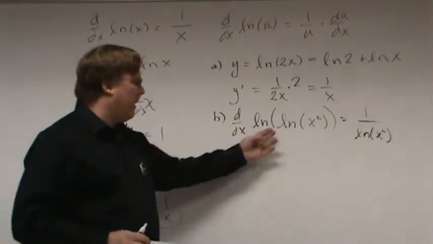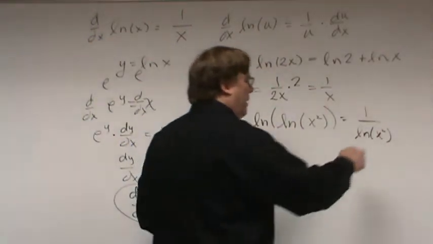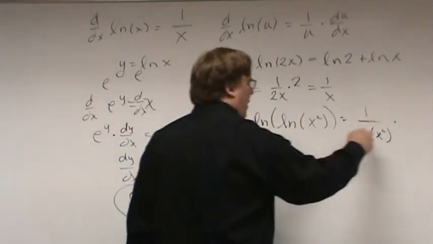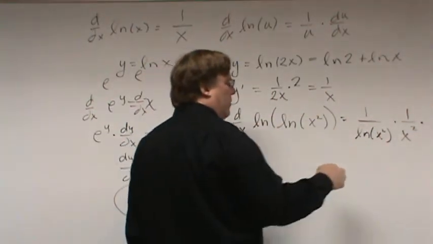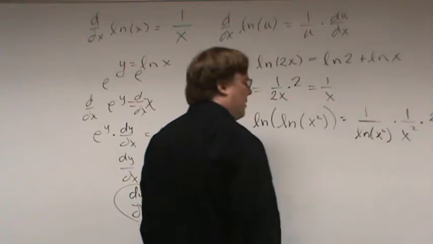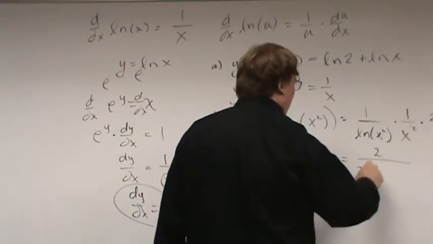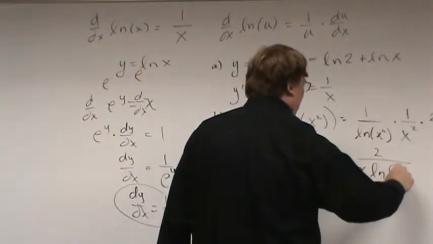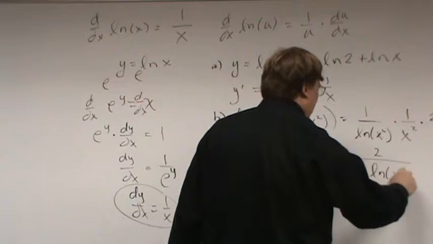The derivative of the log natural of that is equal to 1 over that. And now I have to take the derivative of that. So the derivative of the log natural of x squared is going to be 1 over x squared, except I have to multiply by the derivative of x squared, which is 2x. So my final answer ends up being, one of the x's cancels, 2 over x log natural of x squared. We should do a power rule.